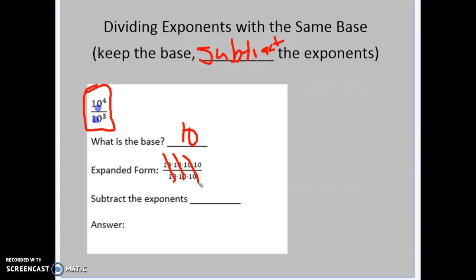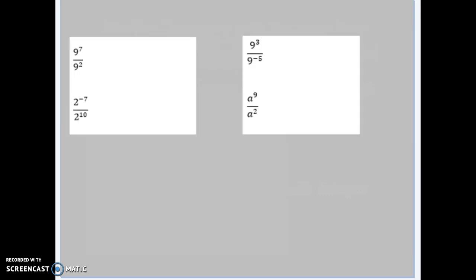So basically, what you're doing is you're subtracting the exponents, and my exponents were 4 and 3. You always have to have the numerator exponent listed first, and then the second one listed second. So 4 minus 3 is 1. You can see here, after everything was canceled out, you're left with just an answer of 10. Some people might say, well, that's 10 to the first power, but we do know that 10 to the first power is just 10.